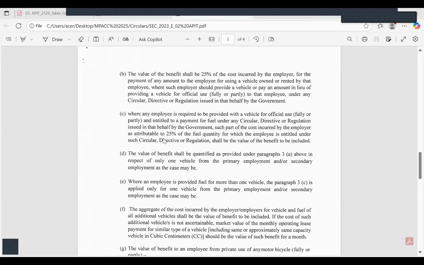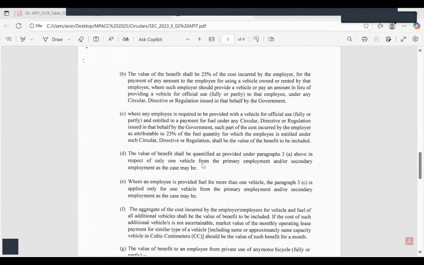But sometimes they are giving us vehicle benefit, fuel benefit. So at that time, we have to consider only 25% of that total amount as a benefit if that person is a government official prescribed under this circular, directive or regulation. I think you can read this B and C. B is for vehicle, C is for fuel.